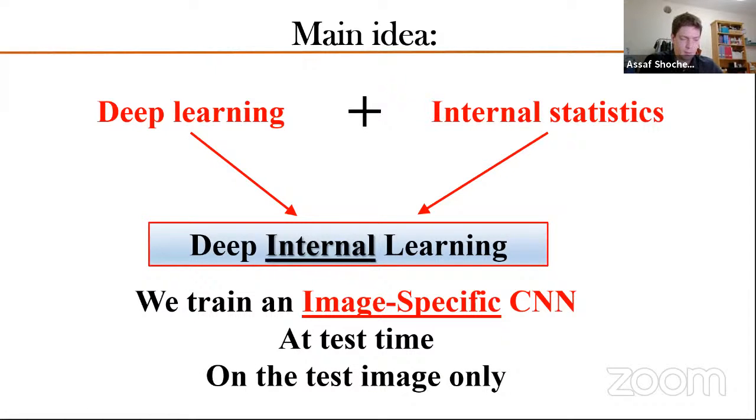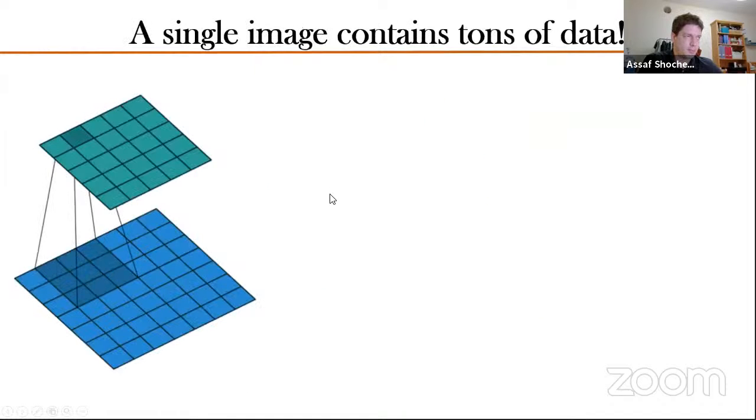So this gives rise, I think, for most of you, to two main questions. The first question would be, what the hell does it mean to train a network on a single image? And the second question would be, how can you do this with a reasonable runtime? Usually training networks is a very long process.